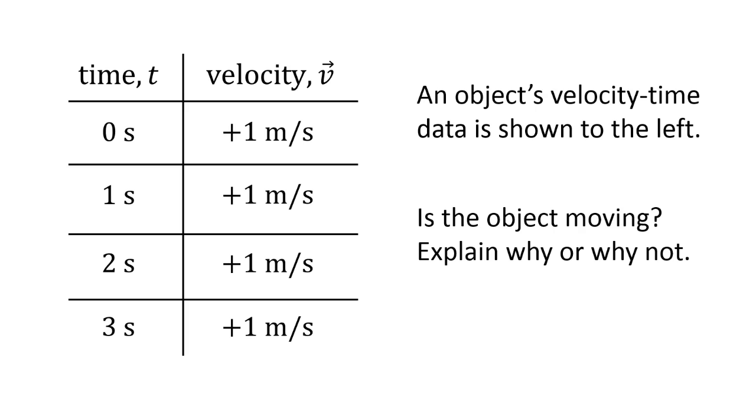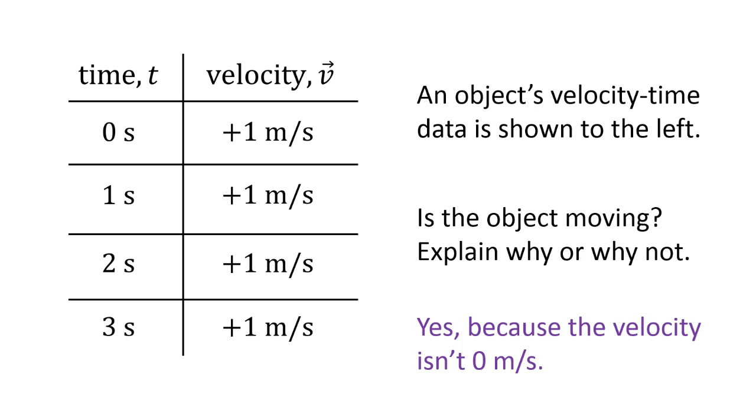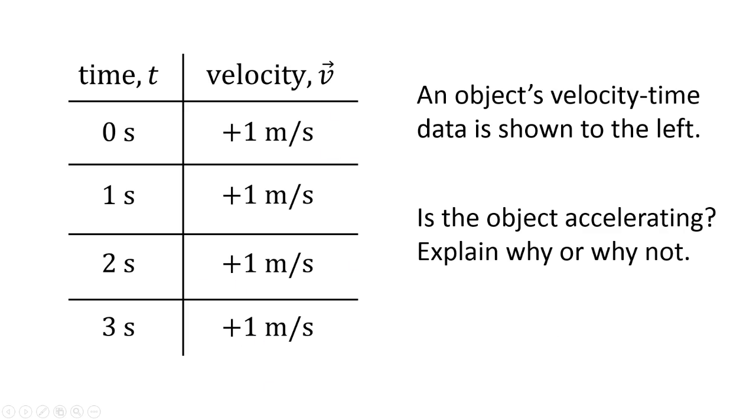Okay. Is the object moving? Try and answer the question. The answer is yes, because the velocity isn't 0. The only way an object is not moving is if it has a velocity of 0. Any other velocity means the object is moving. But is the object accelerating? Explain why or why not.